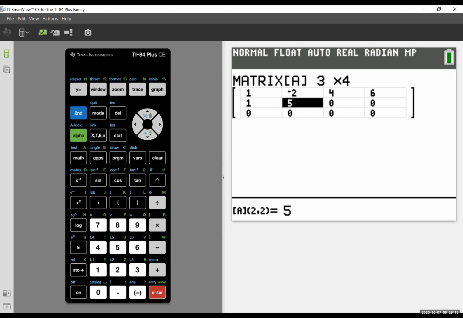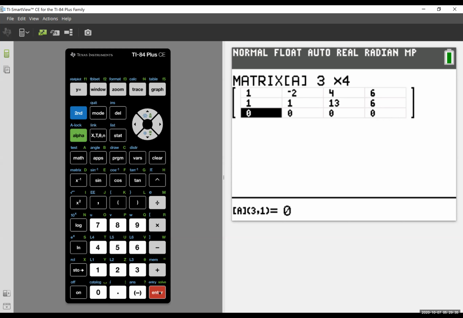I pressed enter, took me to row 2, column 2, that should be another 1 as well. Press enter, it took me to row 2, column 3, that should be a 13 this time. And then row 2, column 4, that is another 6. Press enter, it's finally taking me to row 3.